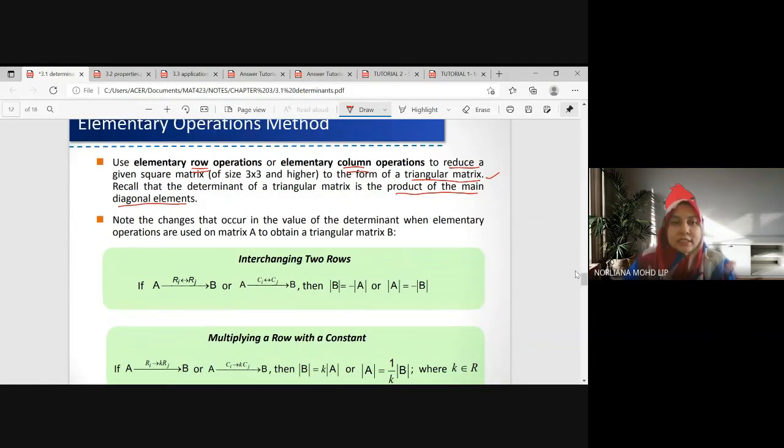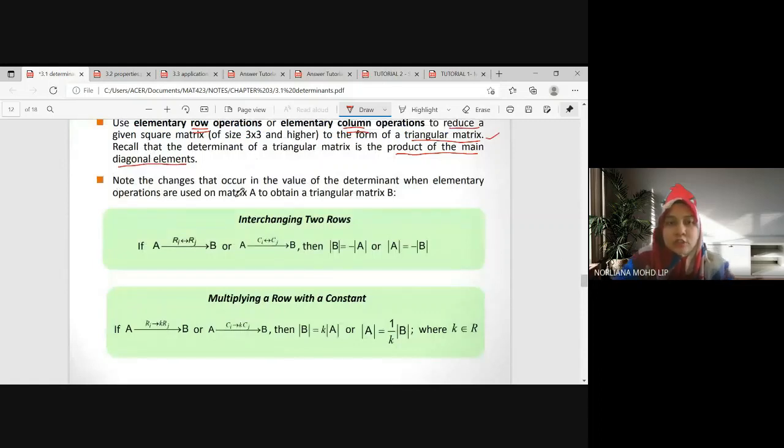Note the changes that occur in the value of the determinant when the elementary operations are used on matrix A to obtain a triangular matrix B. If we use the operation of interchanging two rows, Ri interchange with Rj, or interchanging two columns, we have to multiply by a negative sign.